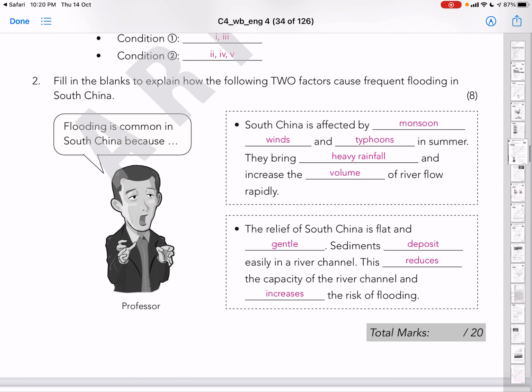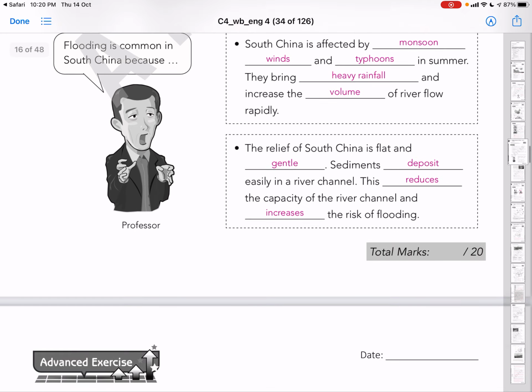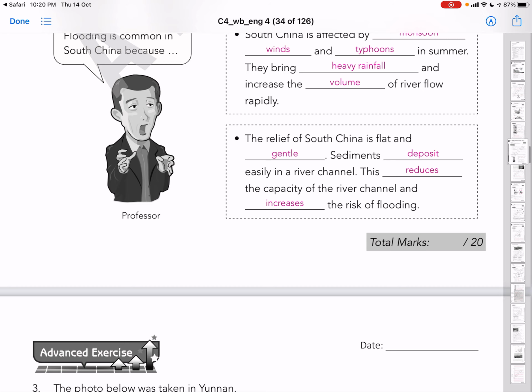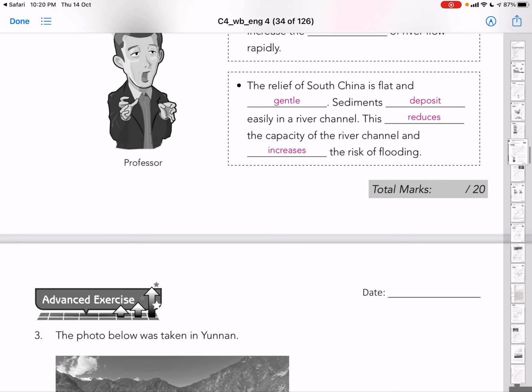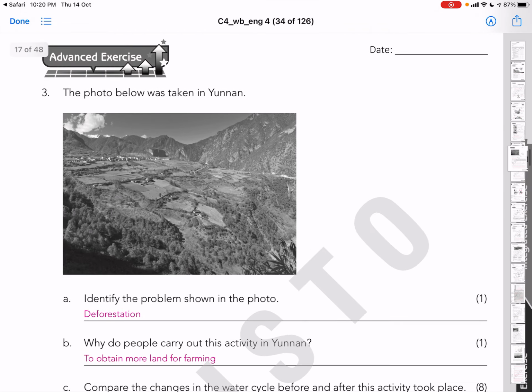Okay, and then why does frequent flooding occur in southern China? First of all, monsoon wind and typhoons in summer bring heavy rainfall, and the volume of river flow rises rapidly. The relief of South China is flat and gentle. Sediment deposits easily in a river channel. This reduces the capacity of the river channel and increases the risk of flooding.